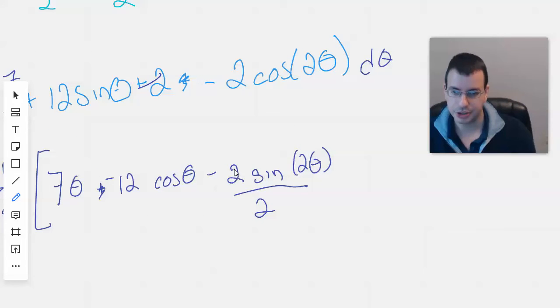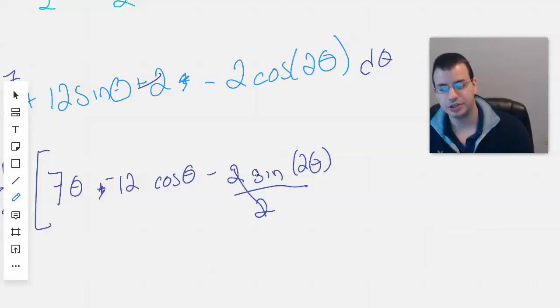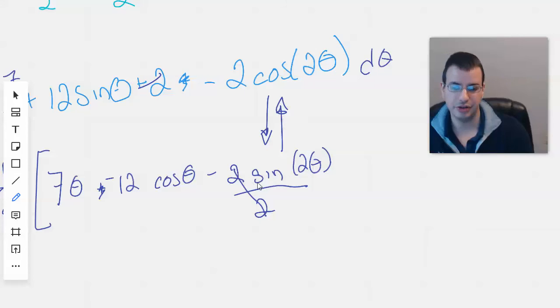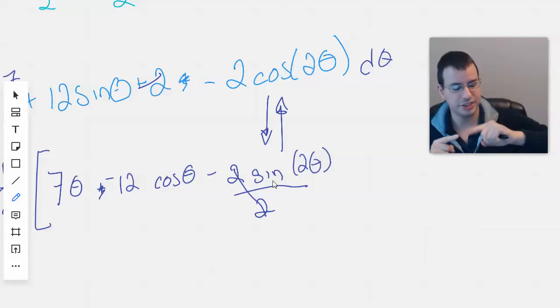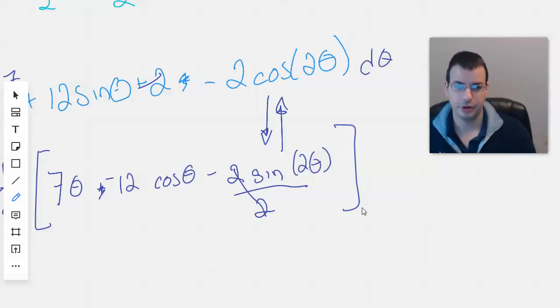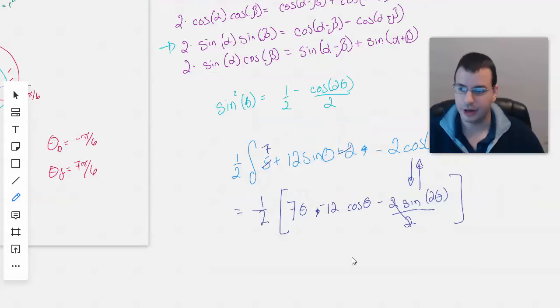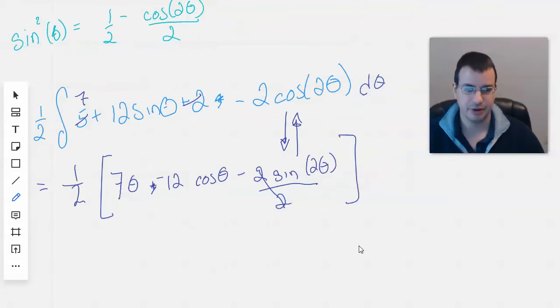Make sure that most of this is correct. So this way is the integral, this way is the derivative. So the derivative of sine is positive cosine, so they should have the same sign, which they do. Okay, and then we'll go from negative pi over 6 to 7 pi over 6.